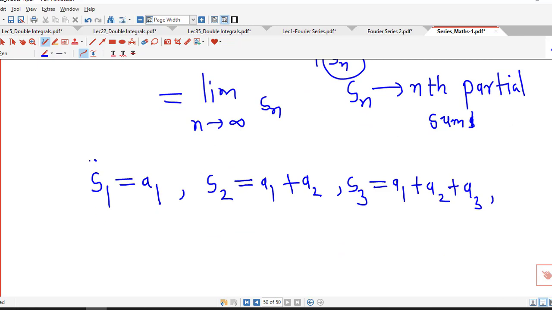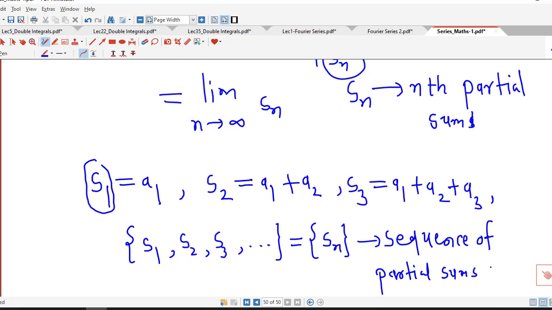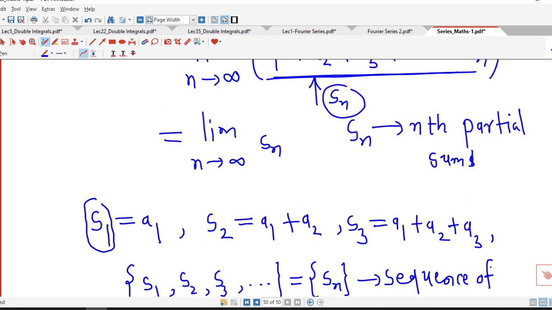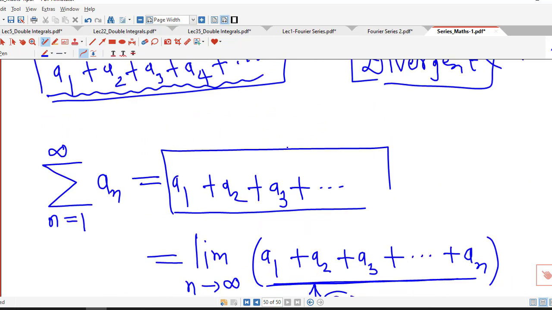So you can see we obtain a new sequence whose terms are S1, S2, S3 and so on. This new sequence is known as the sequence of partial sums of the given series. If this sequence is convergent, or if the limit of Sn exists, then this series is convergent, and if the limit of Sn does not exist, this series is divergent.